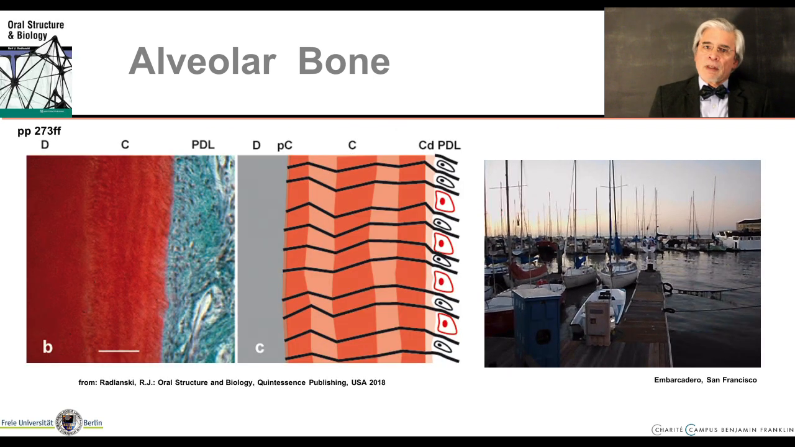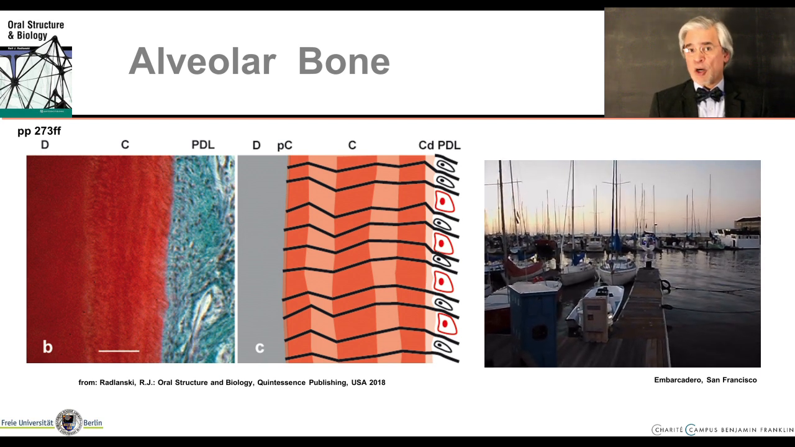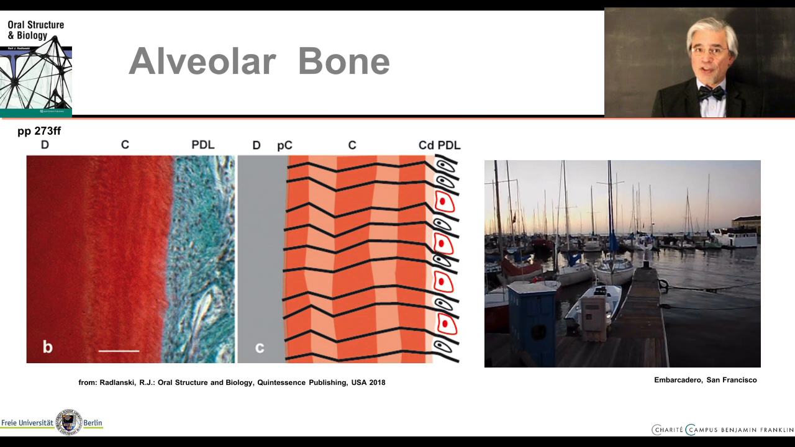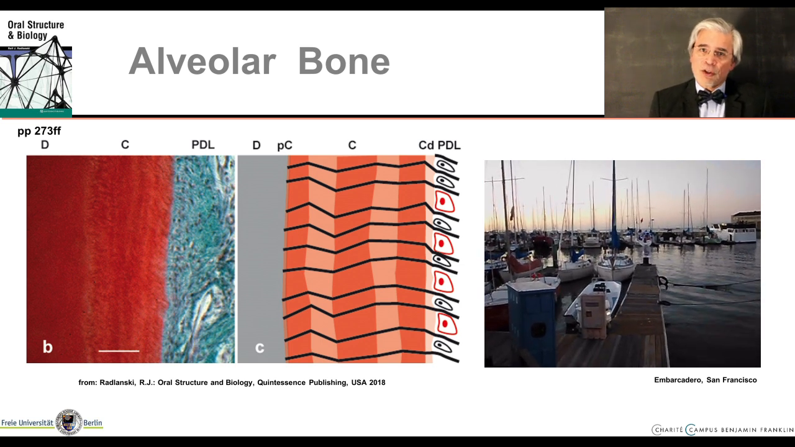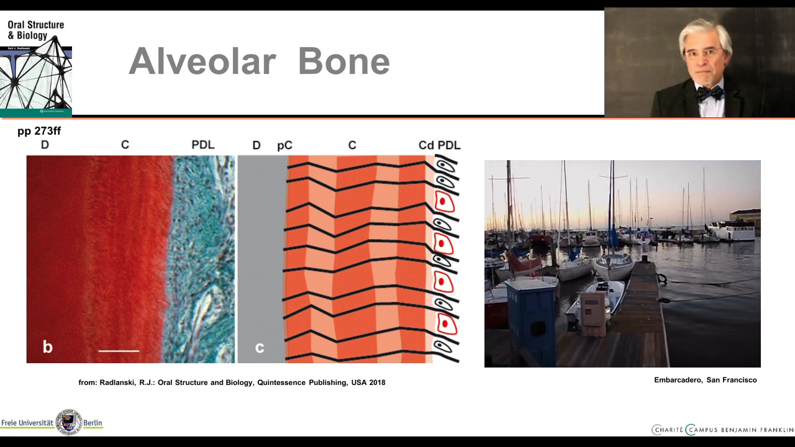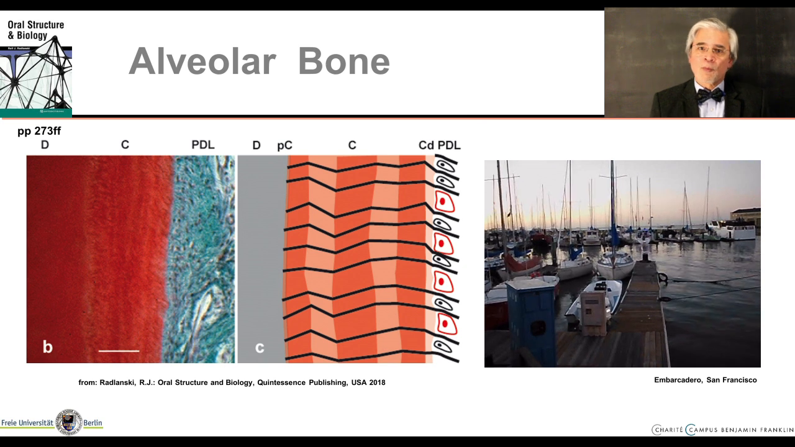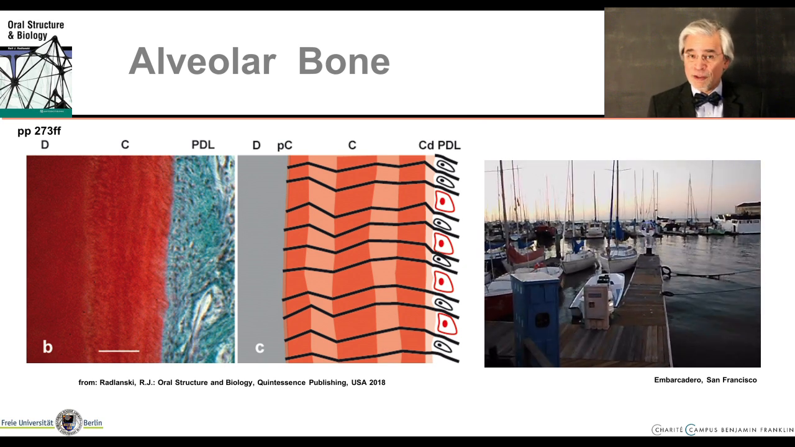In any case, the teeth are not stable at all. They rock like the ships in a harbor. And here you see the sailing ships in the harbor of Embarcadero in San Francisco. The ships there are tied well. They cannot leave, but they rock back and forth. There is even morphological evidence that the teeth also rock in this way.